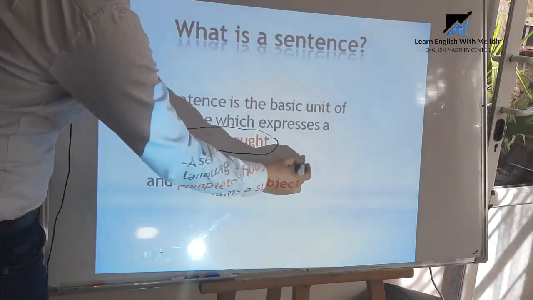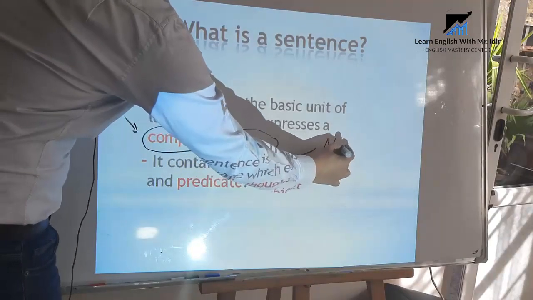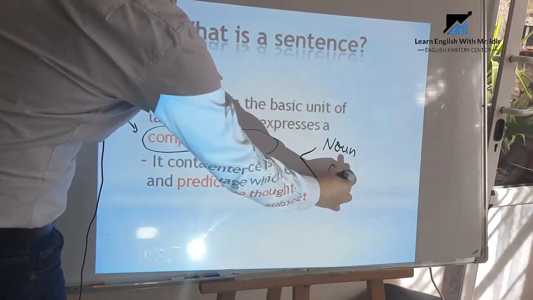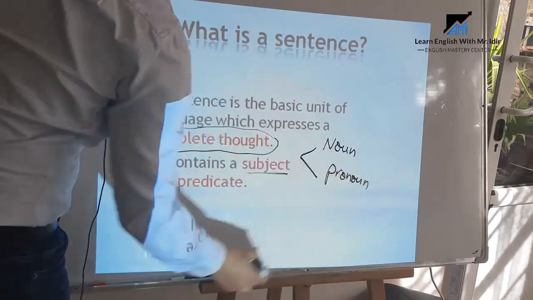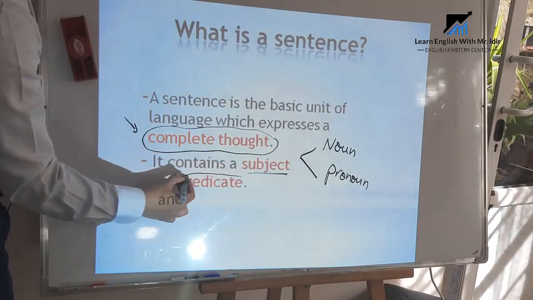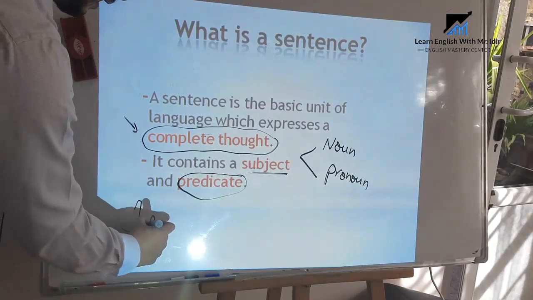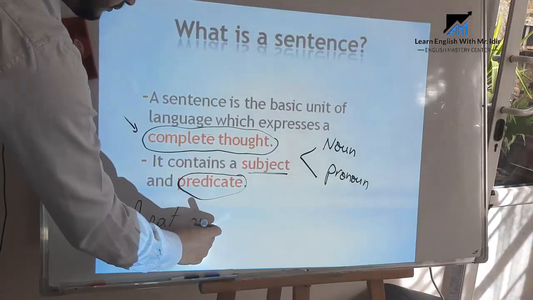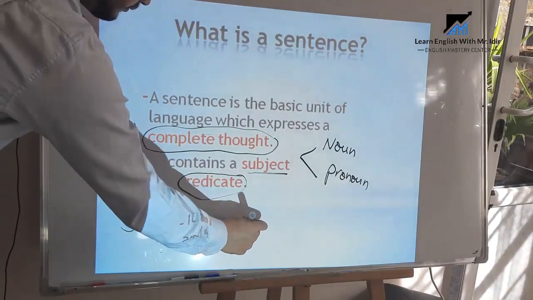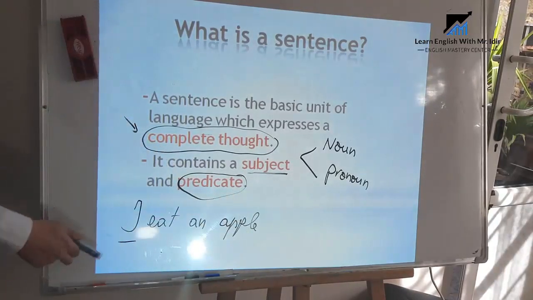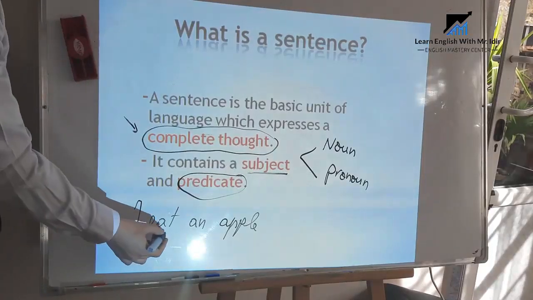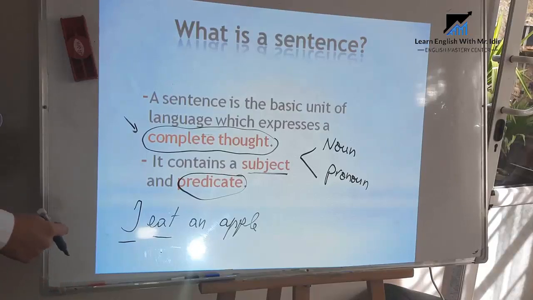A subject in English can be two things. It can be a noun or pronoun. Okay. However, what do we mean by a predicate? Okay. Let's take as an example, I eat an apple. So, I is the subject and it is a pronoun, a subjective personal pronoun at the same time, and eat is the verb. An apple, okay, is the complement.